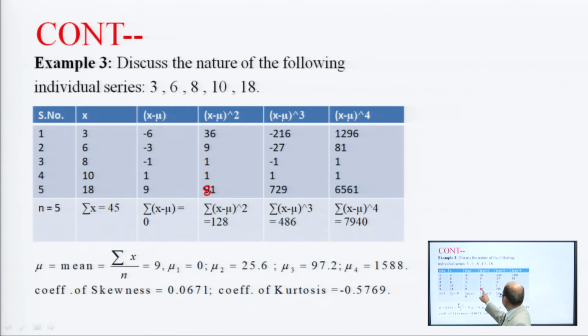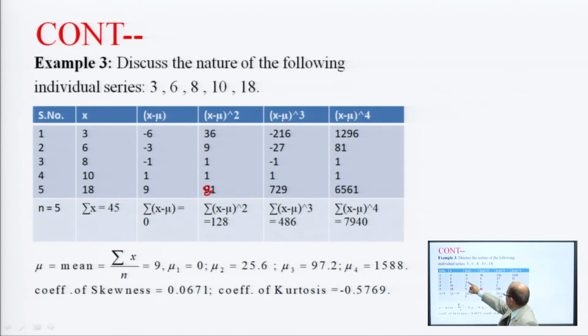Sum of this is 128. Cube of this: minus 6 cube is minus 216, minus 3 cube is minus 27, minus 1 cube is minus 1, 1 cube is 1, 9 cube is 729. Sum of this is 486.